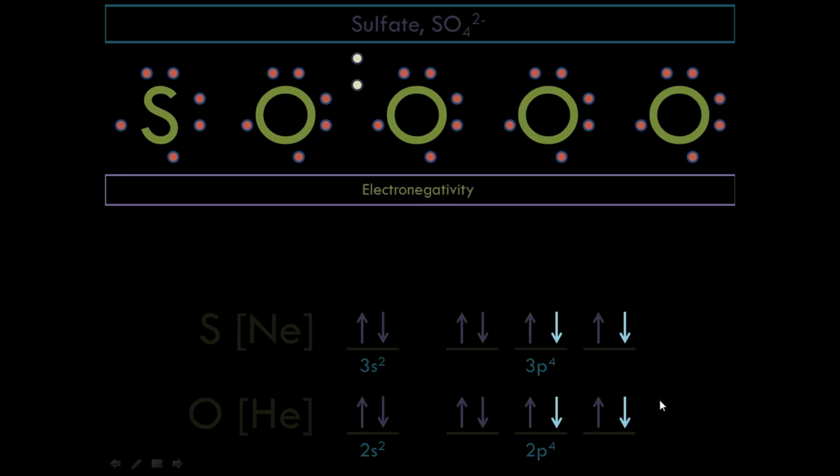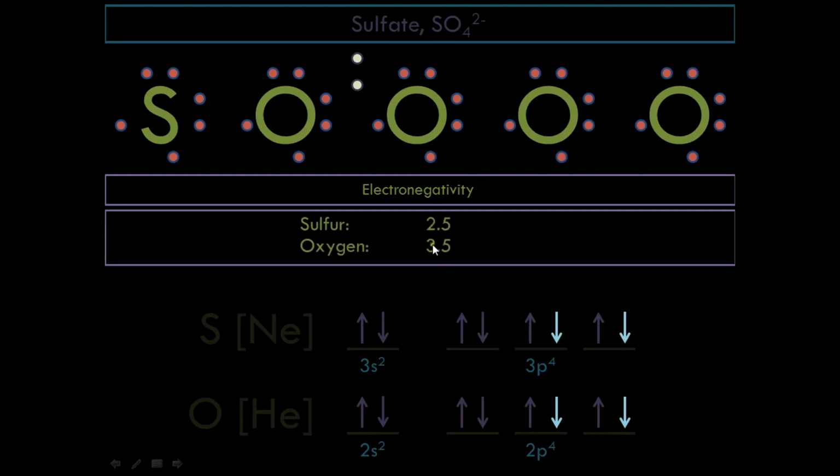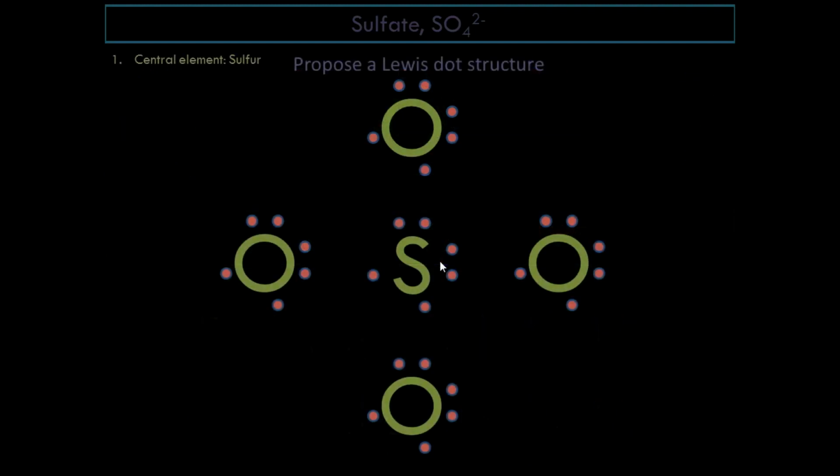So we are now going to choose the central atom. The one with the lower electronegativity is the central atom. For sulfur 2.5, oxygen 3.5, our central atom is sulfur. So with sulfur as our central atom, we are going to propose a Lewis dot structure. There are plenty of possible Lewis dot structures here, and you will see all of them, each with a small picture.